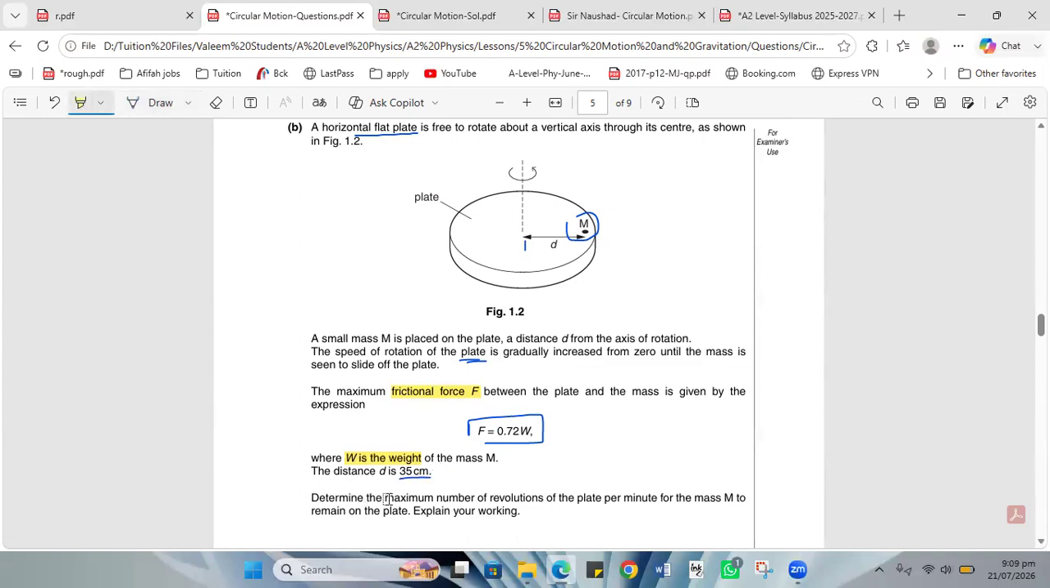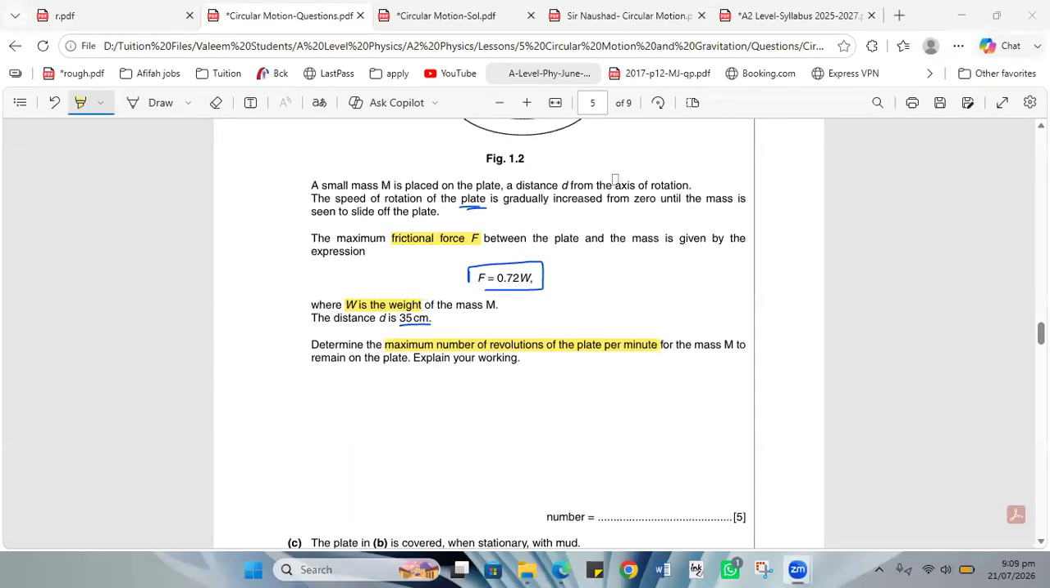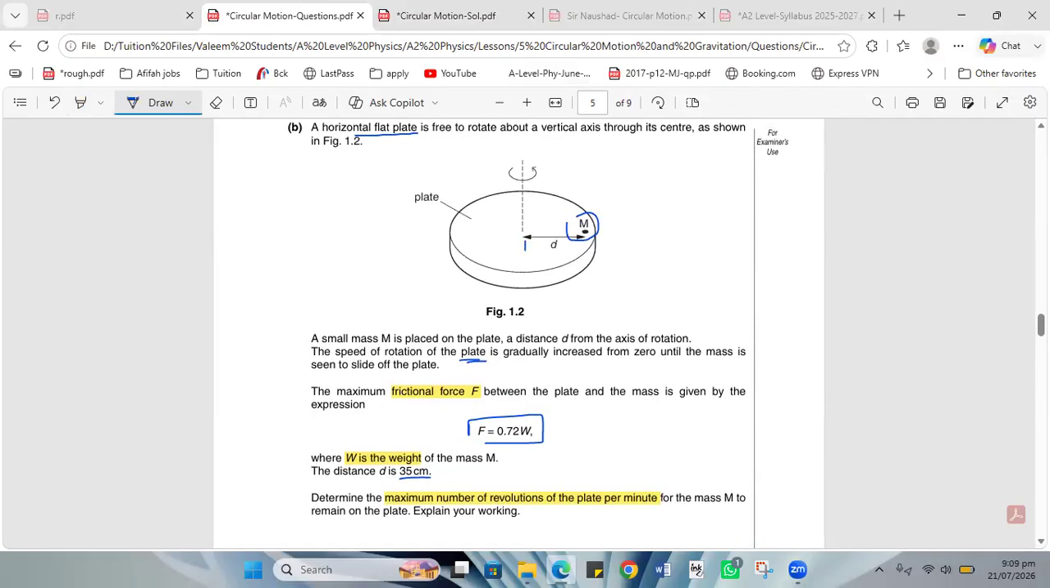Question is, determine the maximum number of revolutions of the plate per minute for the mass to remain on the plate. Explain your working. Okay, and this is a 5 marks question. That is a lot. Number of revolutions, what does that mean? Revolutions means cycles, the number of rotations basically. So you will just need to find the number of times the mass is rotating per minute. You have to find the number of rotations it completes in a minute.